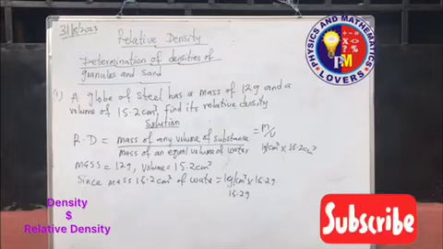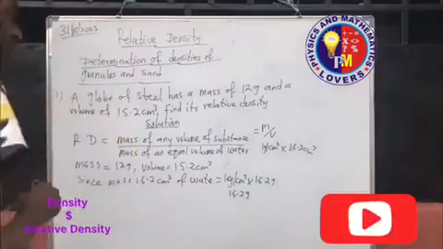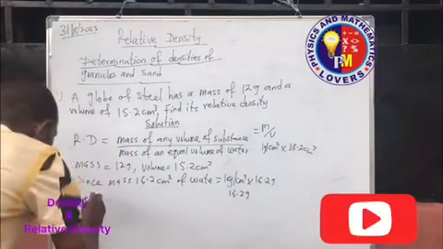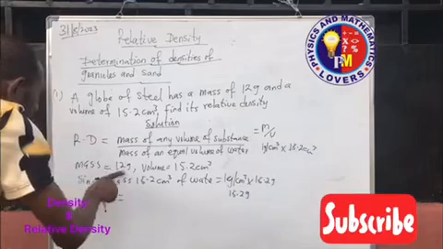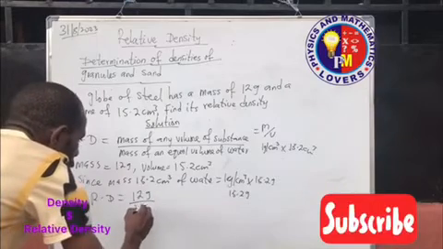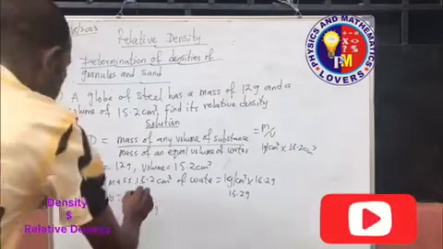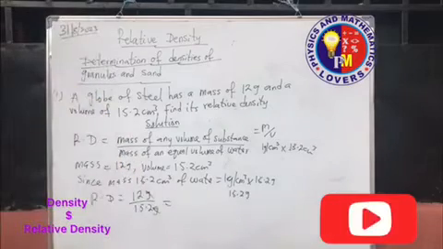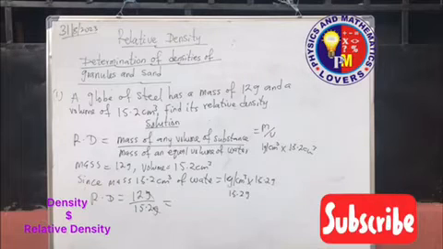So now relative density is just straightforward. We said the mass of any volume of that substance is 12 grams. So the relative density RD is equal to the mass of any volume of the substance, which is 12 grams, all over 15.2 grams. So this is our relative density. The gram and gram will cancel out, so relative density has no unit. It's a ratio of two masses. So we divide 12 by 15.2. It will give us 0.79.